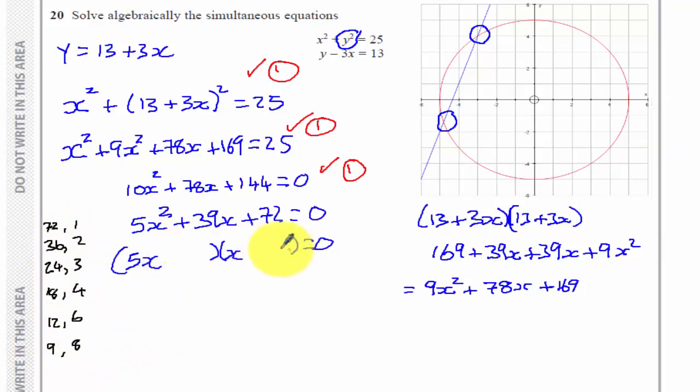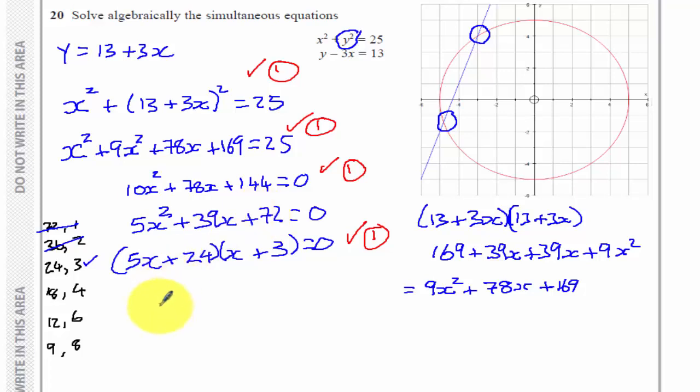And I've just got to see which one of those will fit in here that will give me an addition sum of 39. So it's not going to be 72 and 1. 36 and 2, well, if I put the 36 here and the 2 in this bracket, I'll get 46, so it's not that one. 24 and 3, so if I put the 3 here, 5 3s will be 15, plus the 24 will be 39. So I've factorised it as this one. And now I have my fourth mark.